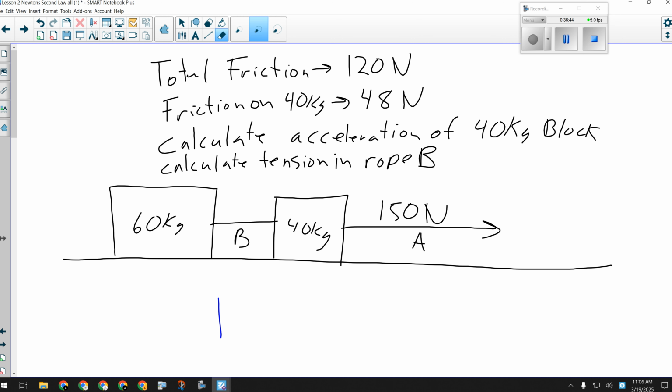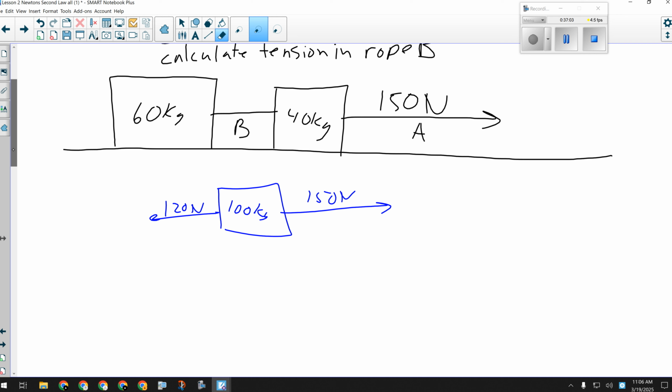So what I'm going to do first is simplify this diagram down to 100 kilograms worth of mass being pulled this way by 150 newtons and resisted by 120 newtons. Okay, that's essentially what's going on here in the grand scheme of this system. All right, so what I would do is simply vector sum of all forces, 150 plus negative 120 gives me 30 newtons forward as a net force on this system.